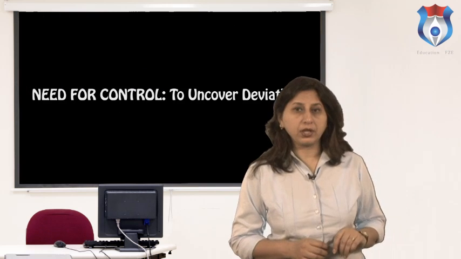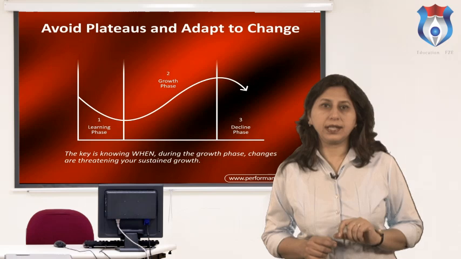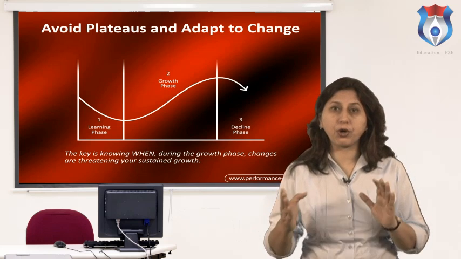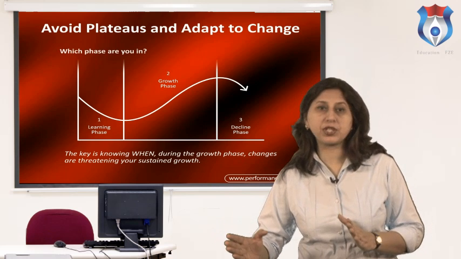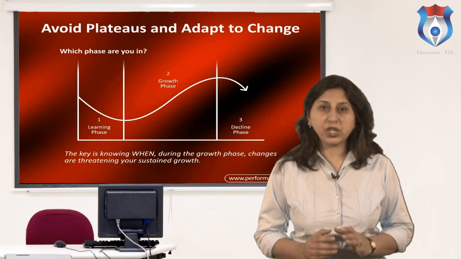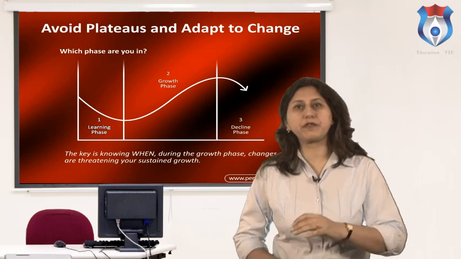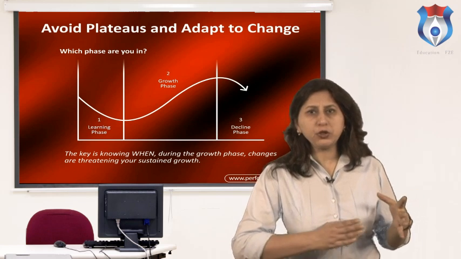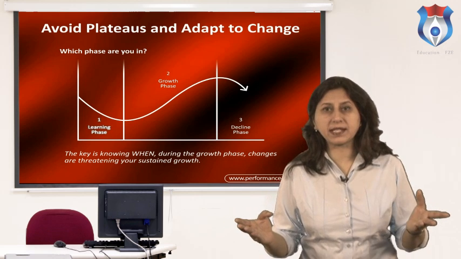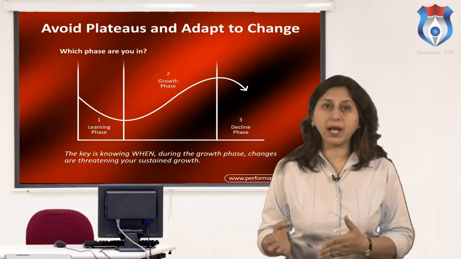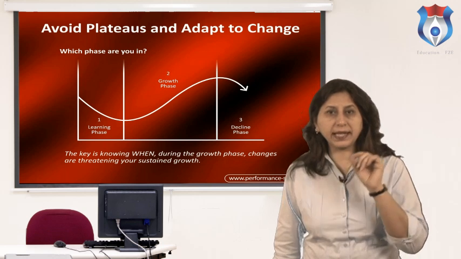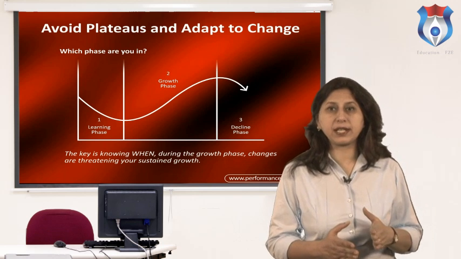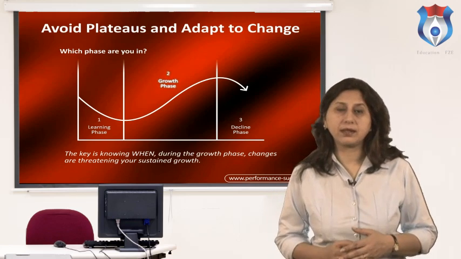Need for control. To uncover deviations. A successful control process is one that effects corrections to the organization before the deviations become serious. Change is an integral part of almost any organization's environment. Markets shift, new products emerge, new materials are discovered, and new regulations are passed. The control function enables managers to detect changes that are affecting their organization's products or services.